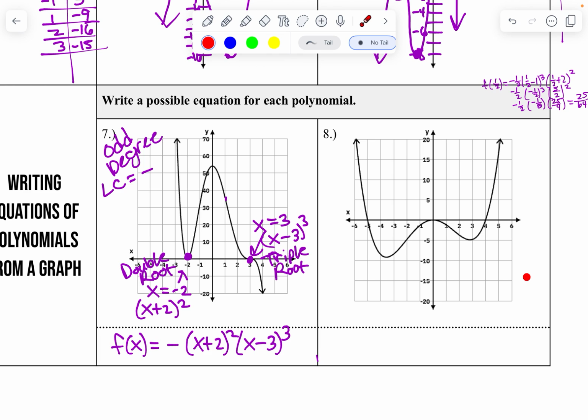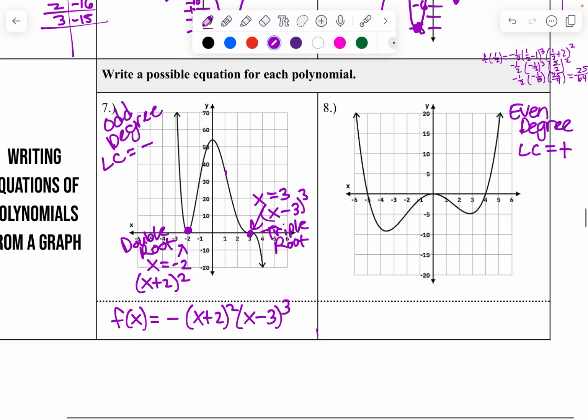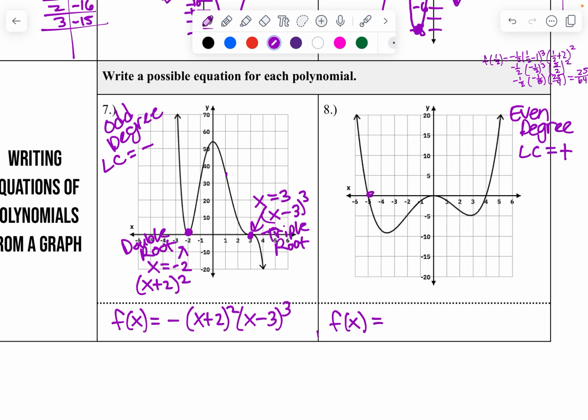All right, number 8. This time I know it's an even degree because the ends are even. They're both going up. And since they're both up, I know it's positive. So even degree, leading coefficient equals a positive. So we'll say f of x equals some positive value. Here I see my first x-intercept at -5. So if x equals -5 is the 0, x plus 5 is the factor, and it's just a single root because it's just traveling straight through.